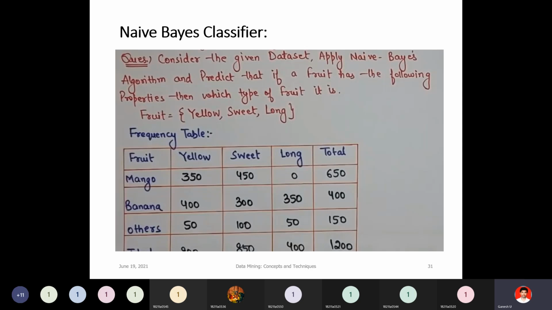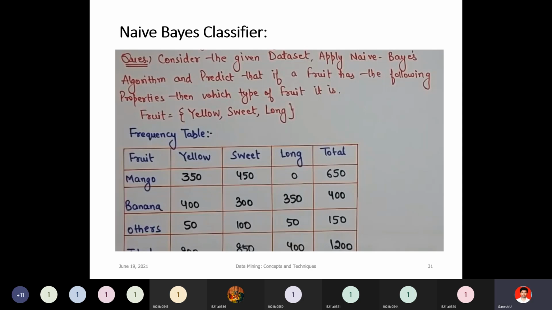In all mangoes, 450 mangoes are sweet. No mango is long, right? Mangoes will not be long. Mangoes will be in round shape or S shape, like that only. So that's why long is 0. Total how many mangoes are there? 650 mangoes. In 650 mangoes, 350 are yellow, 450 are sweet, and none are long.